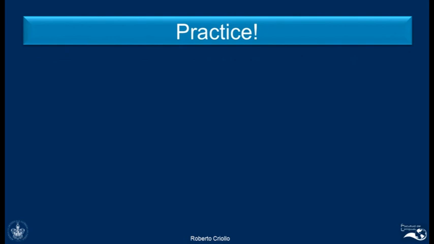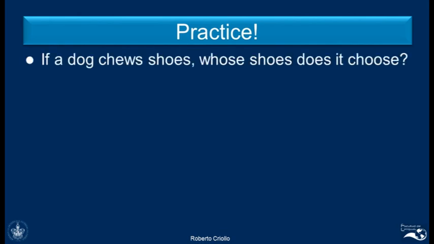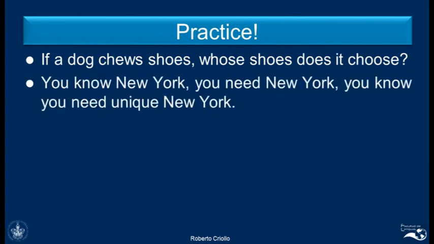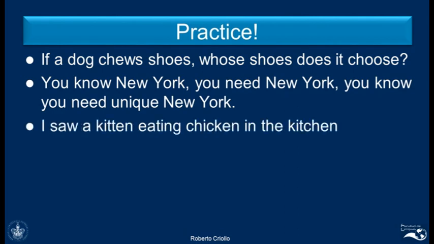Now, a final piece of advice is that if we want to pronounce the consonant clusters correctly, we need to practice and repeat, and a very useful way to do this is by means of tongue twisters. Here are some examples. If a dog chews shoes, whose shoes does it choose? Here's another one. You know New York, you need New York, you know you need unique New York. Another one will be, I saw a kitten eating chicken in the kitchen.